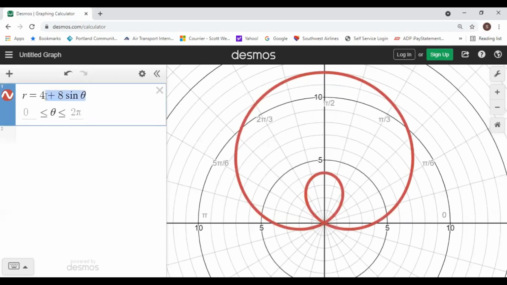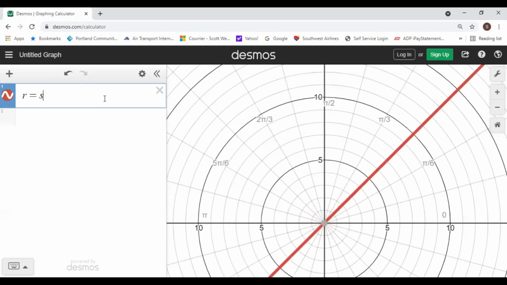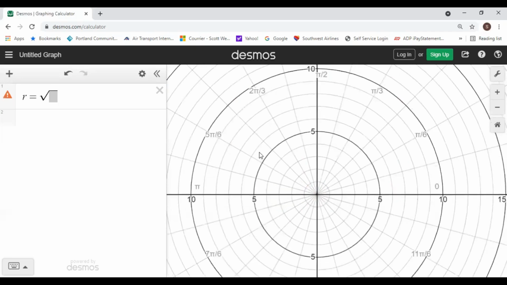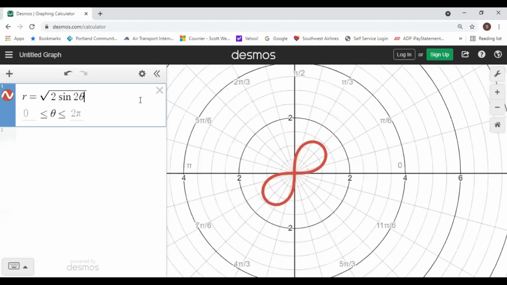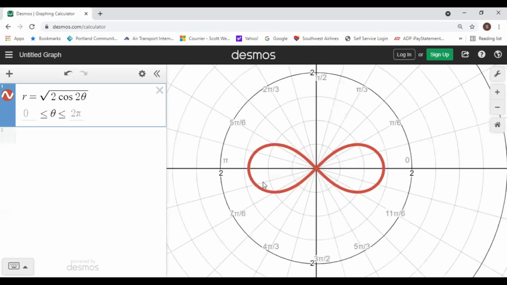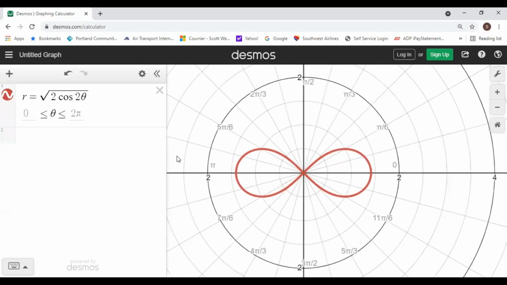Okay, now let's look at lemniscate. So SQRT is the easiest way to get square root in on Desmos. SQRT for square root. And then let's say 2 sine 2 theta. So that gives us the little ribbon shape. It goes like that. Make that into a cosine and you make yourself a nice little infinity shape. Very pretty.